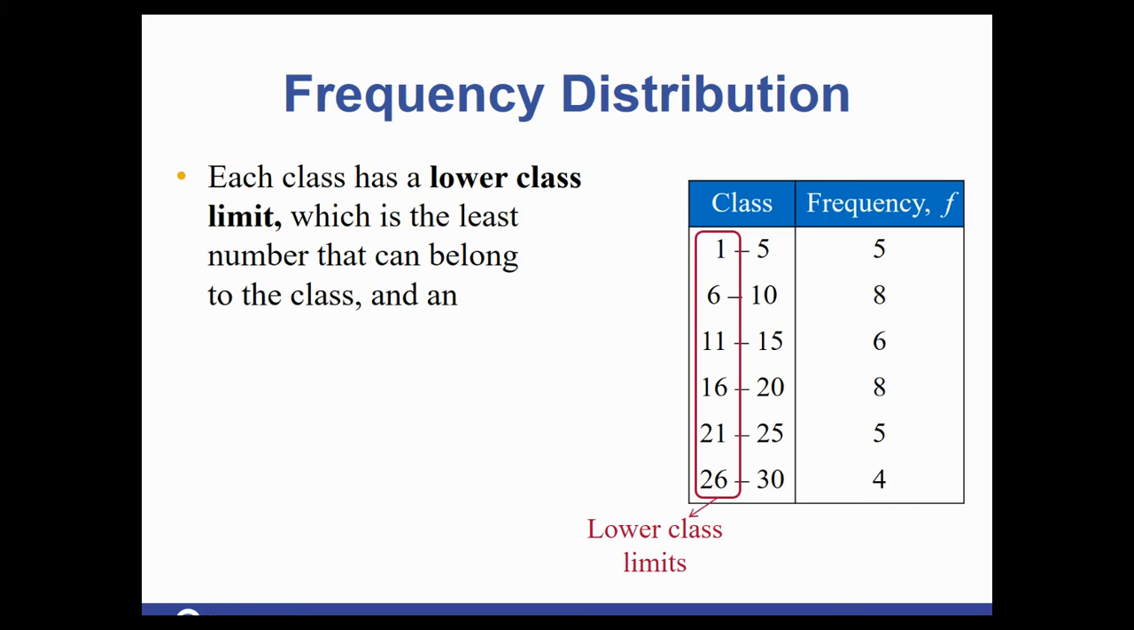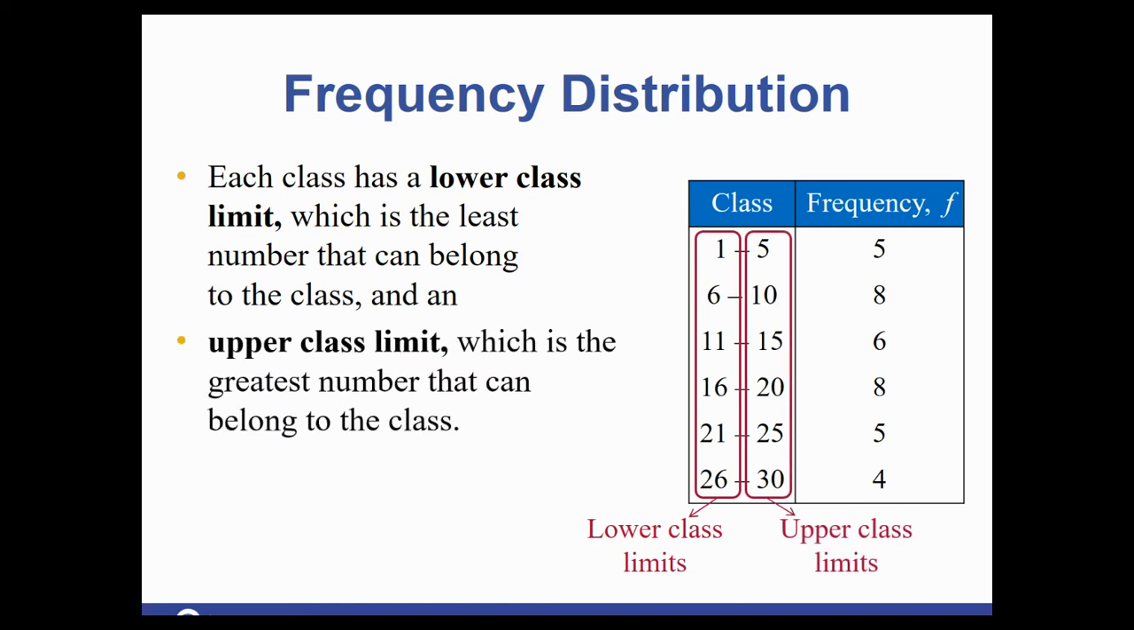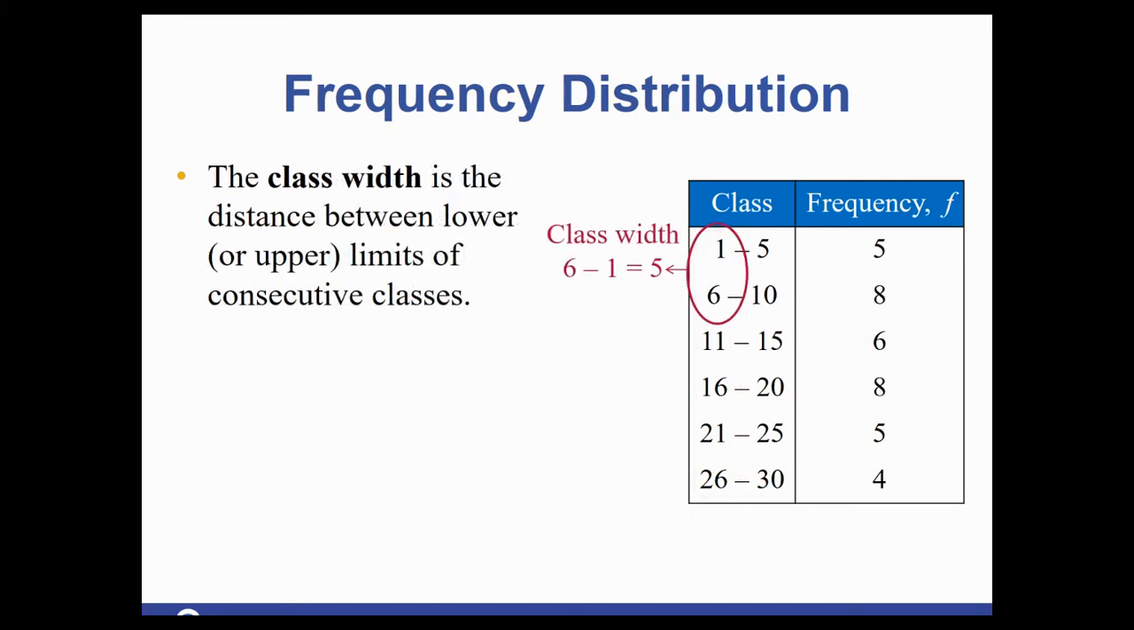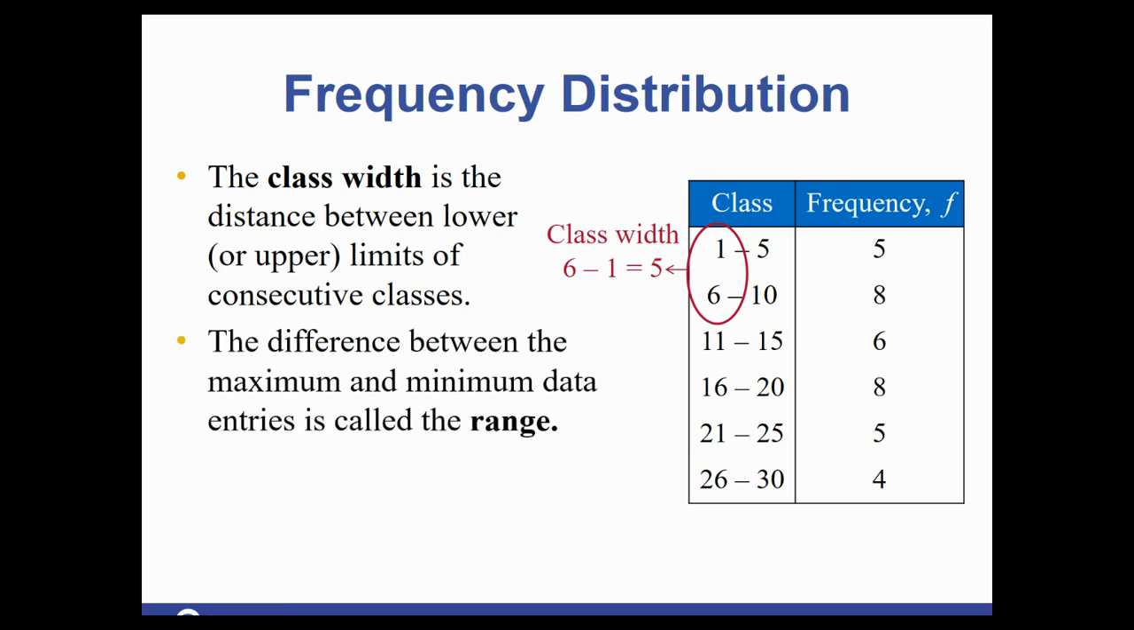Each class has what's called a lower class limit, which is the smallest number that can belong to that class. And then you have an upper class limit, which is the greatest number that can belong to that class. The class width is the distance between the lower or upper limits of consecutive classes. On your PowerPoint slide, they show it as a subtraction of the 2 lowers: 6 minus 1 means the class width was 5. The difference between the minimum and the maximum data value is called the range. For short, we write that formula as max minus min.